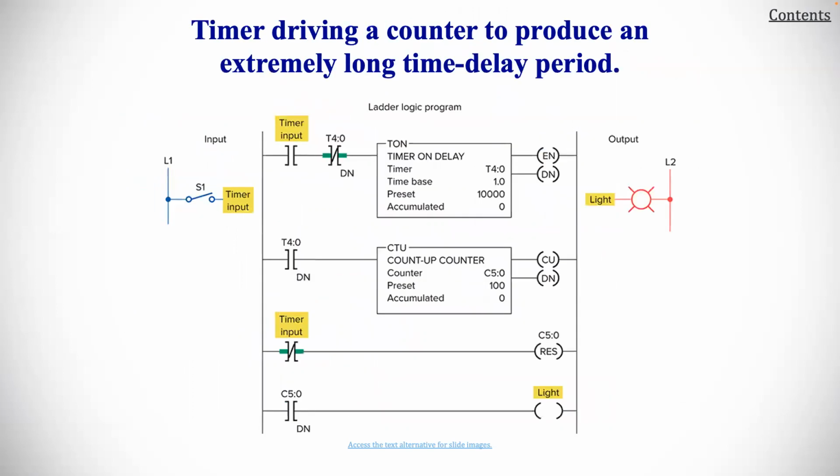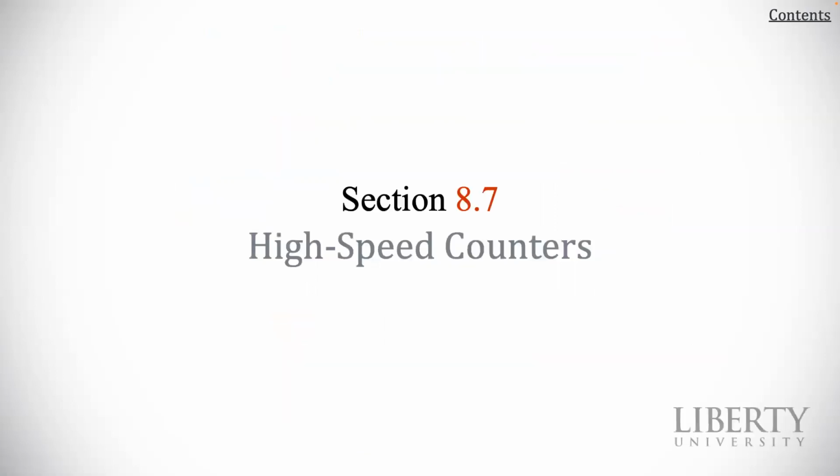Here we have a timer driving a counter to produce an extremely long time delay period. And so we talked about this before. If we wanted to have a long time that we're trying to count, if we have a counter that can manage that, then a single counter, then we know how to handle that. If not, we'd have to start to daisy chain a couple together.